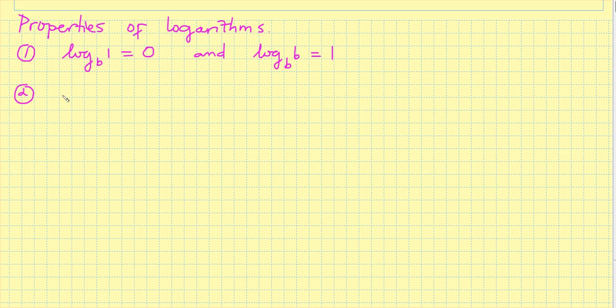If we have the sum log base b of m plus log base b of n, we can combine. So we can find the sum of the two logs. So it becomes log base b of m times n. So that will be how to find the sum of the two logs. Property number 3.